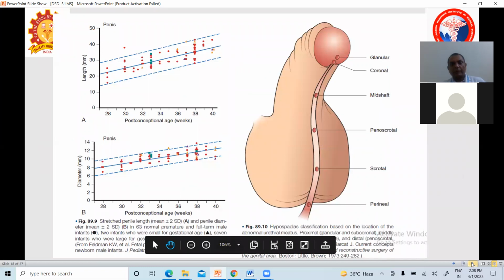This is the penis and different varieties of hypospadias. Perineal, scrotal, and penoscrotal hypospadias are considered to be a severe variety. If any baby has this type of hypospadias, with or without gonadal involvement, with or without micropenis, it is considered DSD.